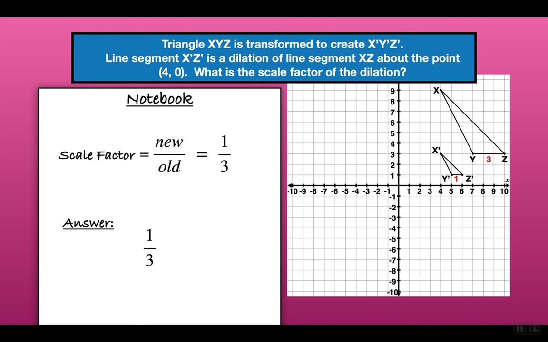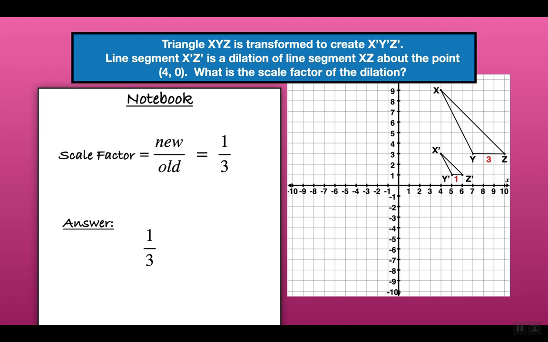Okay, one thing I want to make sure you realize is that notice that we're starting with a big triangle. Okay, the pre-image, our original shape is the big triangle, and we're dilating it and making it smaller. So because we're making it smaller, you have to realize that the scale factor has to be a number that's between 0 and 1. That's why the scale factor is 1/3.